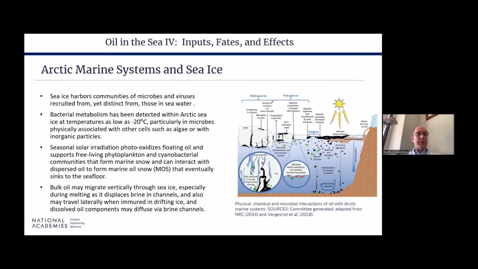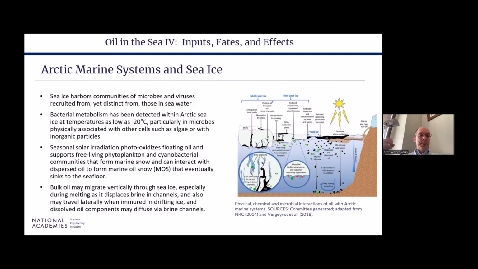Also, because of the seasonal pattern, we have different microbes, phytoplankton, and cyanobacteria communities that might be blooming and not blooming in different seasonal months. So we can expect a lot of very Arctic-specific processes to be happening in the ice. At the same time, the transport of oil through the ice is extremely complicated.